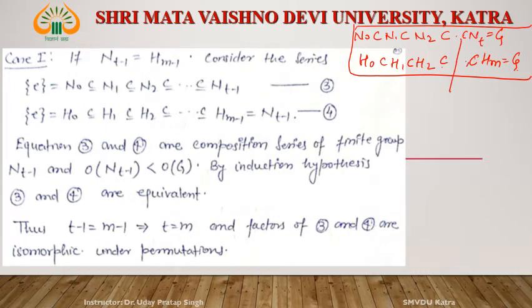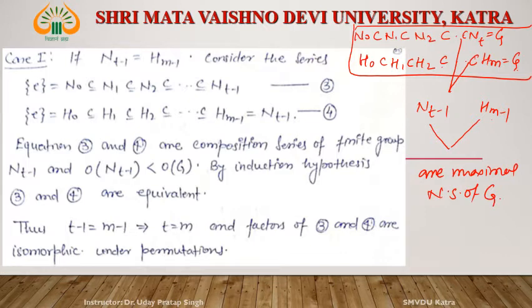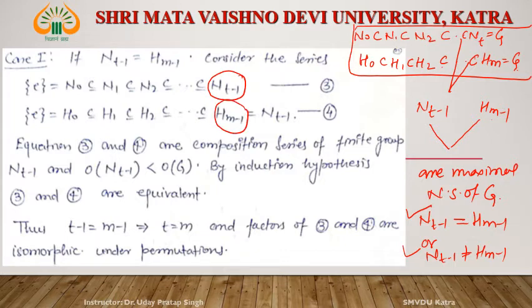What are Nt minus 1 and Hm minus 1? These Nt minus 1 and Hm minus 1 are maximal normal subgroups of G. Then two cases arise. Nt minus 1 can be equal to Hm minus 1, or Nt minus 1 cannot be equal to Hm minus 1. Either this thing happens or this happens.